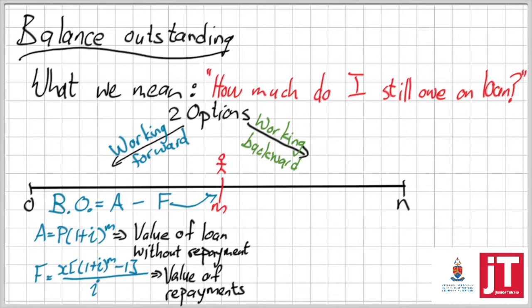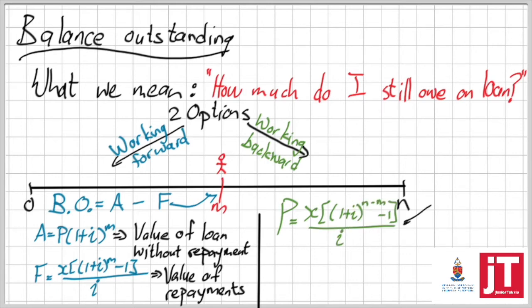As you can see, this is kind of a lot of work, but it's a very easy principle. Because what you are actually doing is you are saying, how much is my loan worth if I didn't repay? And then I subtract from that the value of all my repayments, including interest. Don't forget including interest.